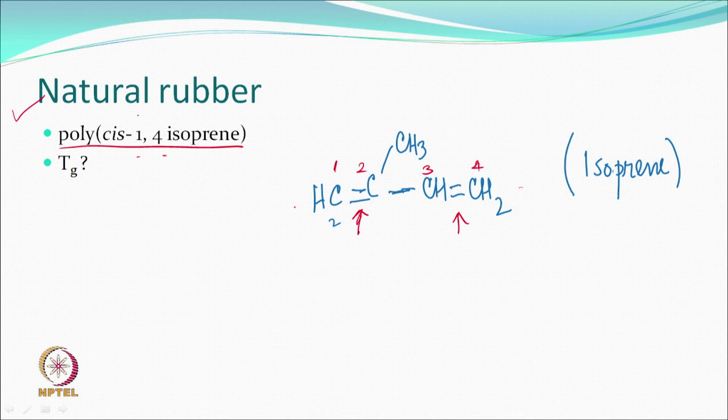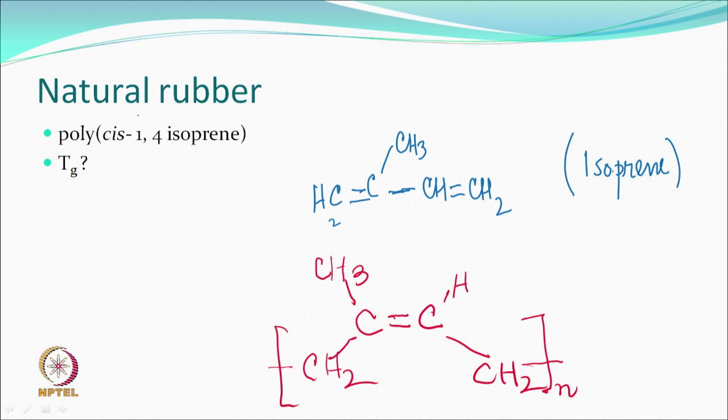For example, what will be the structure of this? Let us look at it. The structure is, this is first carbon, this is fourth carbon, okay, and the CH2 groups, if they are on the same side, opposite to the methyl, then this type of material is cis 1,4 isoprene, which is your natural rubber.